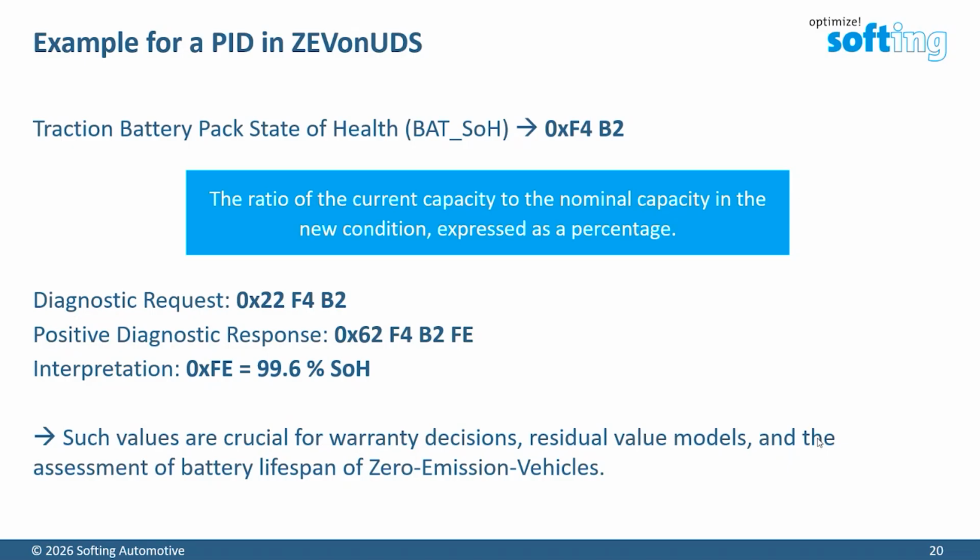Bernhard, from my point of view, it seems that this state of health might be the new odometer value for used zero-emission vehicles in the future. Am I right? Yes, exactly. In the future, when we buy a used electric vehicle, it will not be about the travel distance in kilometers. It will be about the state of health in percent. So this will define the price and the customer's satisfaction. That is correct.